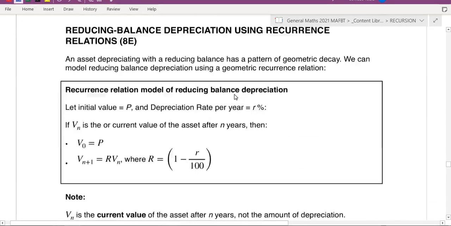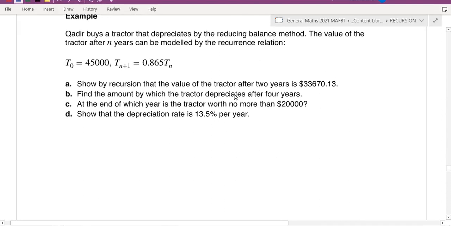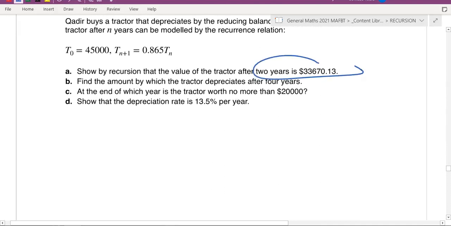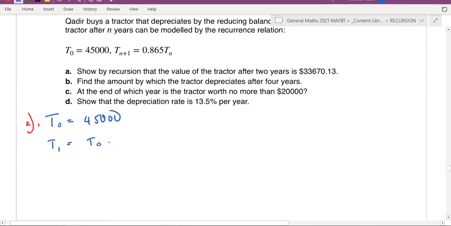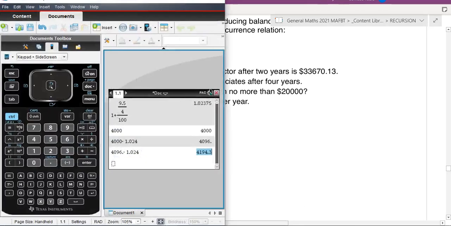Okay, let's do this. Using recursion, show that the value of the tractor after 2 years is this. So easy. Let's do that, using recursion. We know that T0 is 45,000. So T1, looking at my recurrence relation, is going to be T0 times 0.865. That would be T1 equals 45,000 times 0.865. So on my calculator.